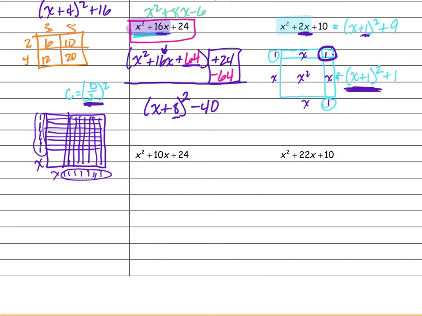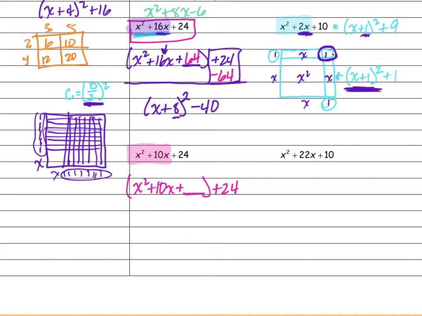Do you guys want me to do one more? Let me see what's on the other page really quick. Let's do this one right here. What am I going to look at? I'm going to look at the first two numbers. And for me, I always just rewrite it, so I give myself some room because I write big anyways. So I'm going to rewrite this as x squared plus 10x plus, whatever my other numbers are, plus 24. I can't forget that. That's my plus 24, right?